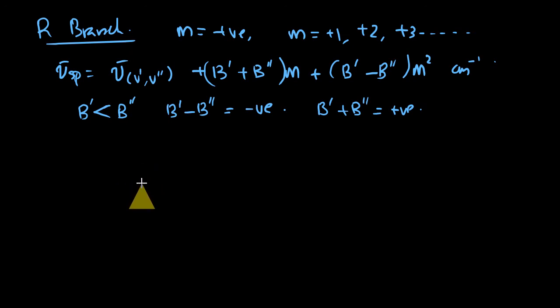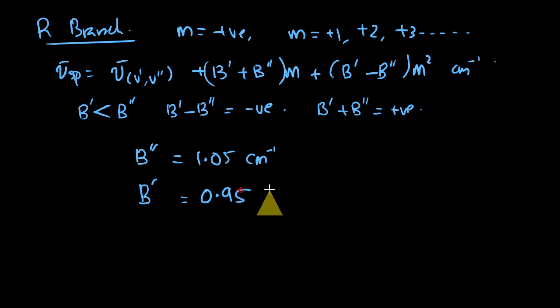Let us suppose, I am taking an example, that B double prime, the rotational constant in the ground state, is equal to 1.05 centimeter inverse, and B prime, the rotational constant in the excited state, is equal to 0.95 centimeter inverse. So B prime is less than B double prime. In this case, B prime minus B double prime is 0.95 minus 1.05, which is equal to minus 0.1.